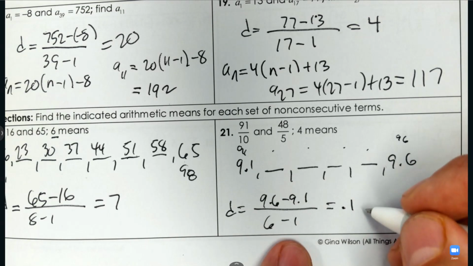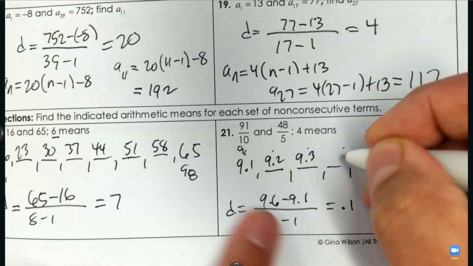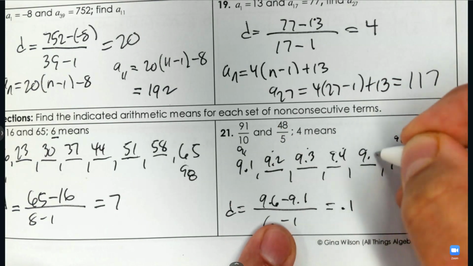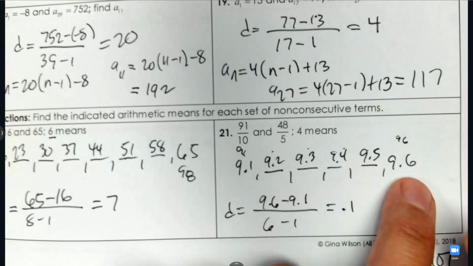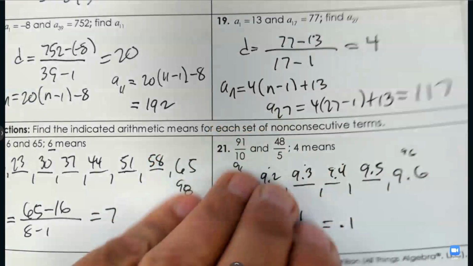So it's like adding a dime, or 0.1. So this is 9.2. Keep adding 0.1. And notice if you add 0.1, it equals what the answer is at the end. All right, turn the page.